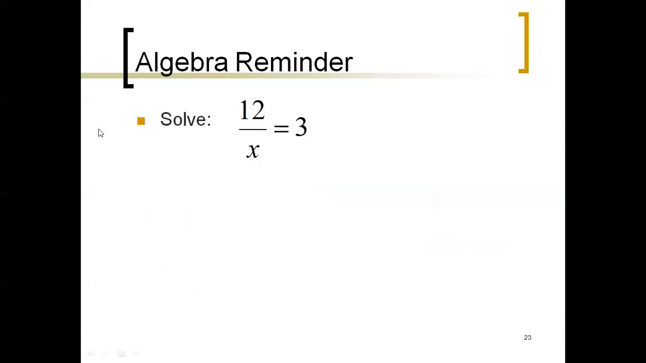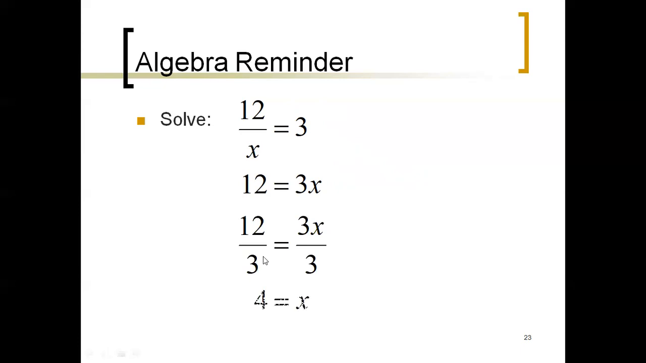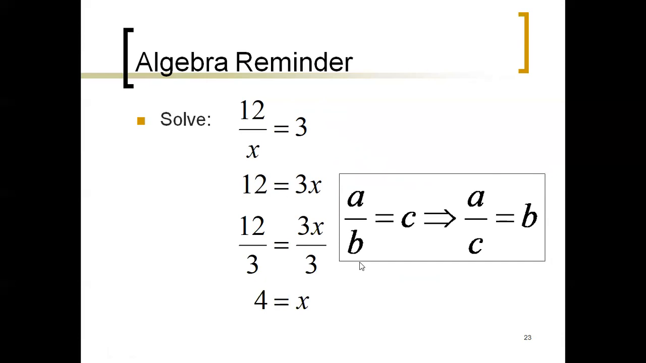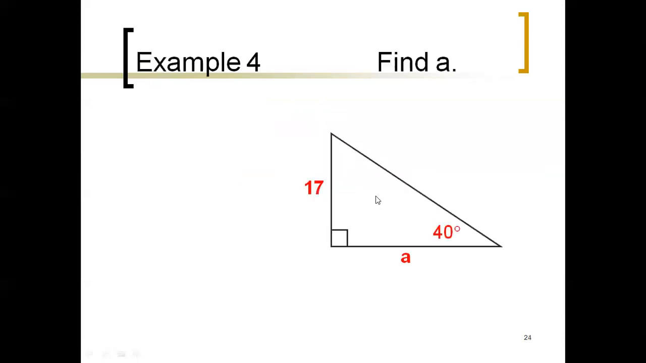Remember, in algebra, if you have this proportion, 12 over x equals 3, we need only to cross multiply that one. That could be x times 3, that is 3x equals 12. To solve for x, divide both sides by 3, and then x therefore equals 4. Therefore, if you have a over b equals c, it is the same as a over c equals b.